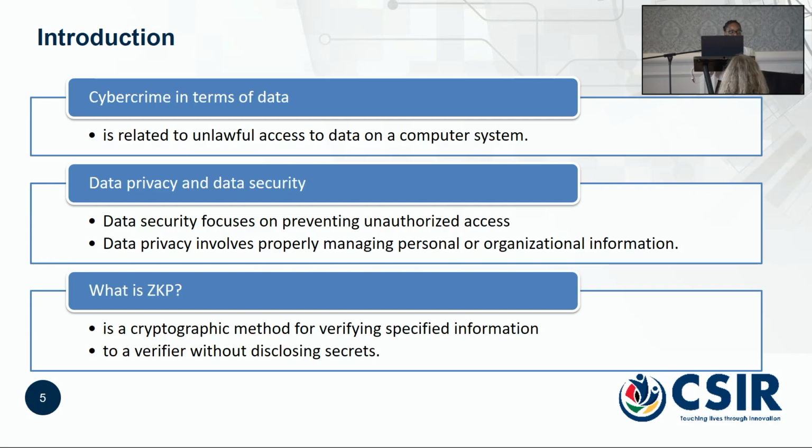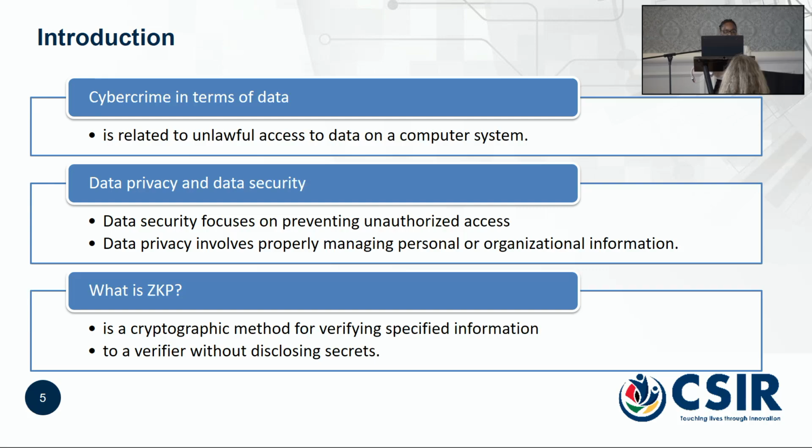So what is cybercrime? Cybercrime in terms of data is related to the unlawful access of data on a computer system. This definition then raises the point of these two problems, which are data privacy and data security. Data security focuses on preventing unauthorized access, while data privacy involves properly managing personal or organizational information.